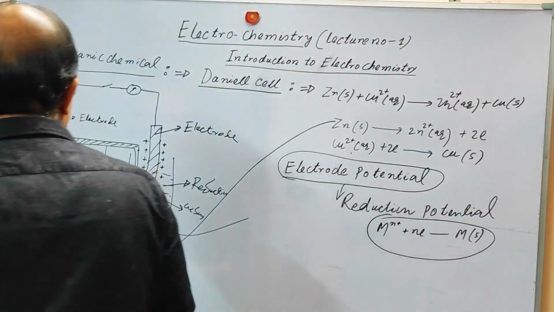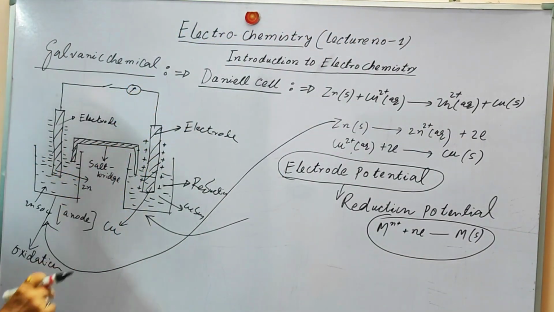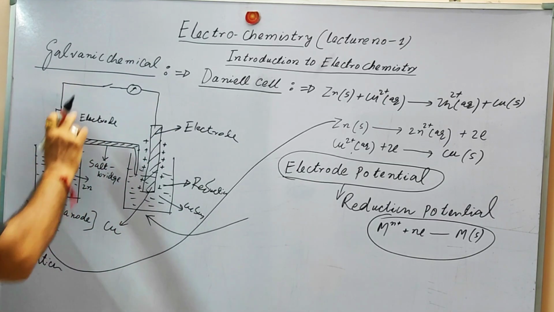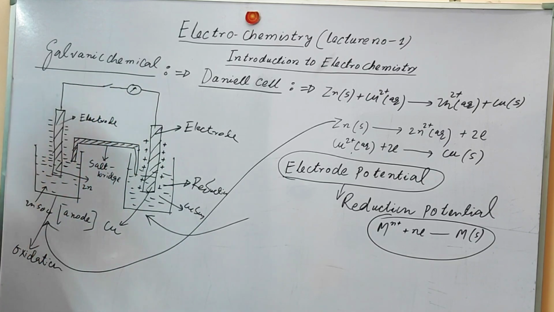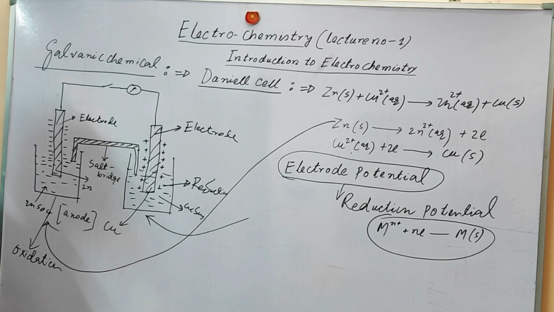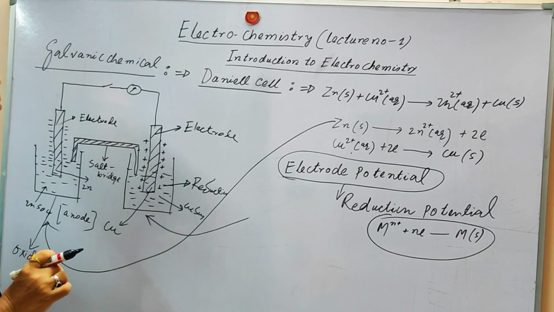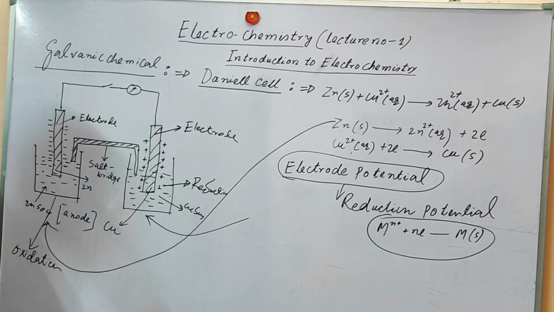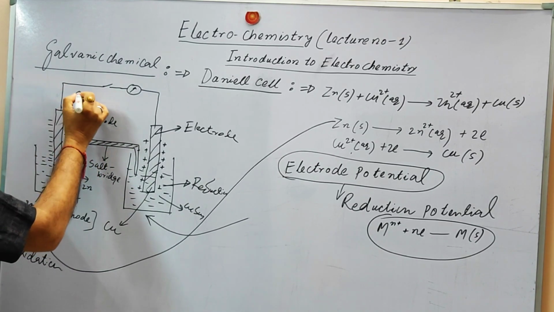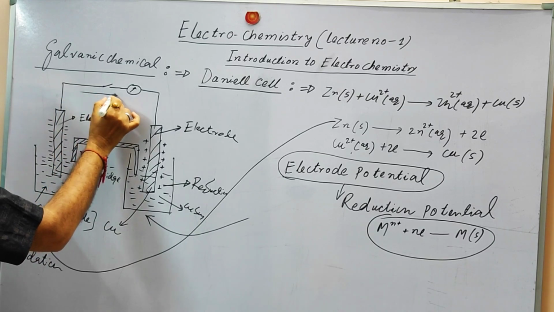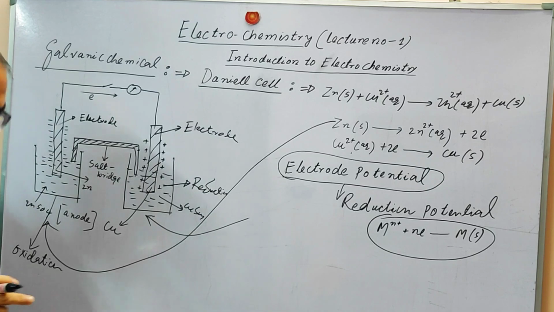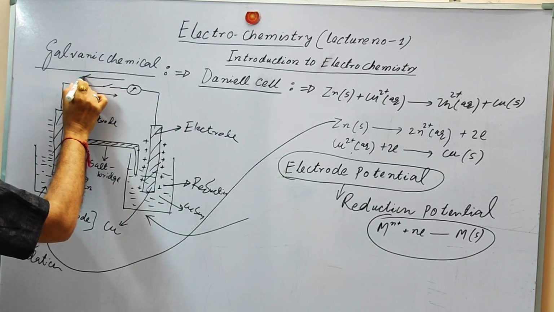Now what will we do if we join these two electrodes with a metal wire, with a switch arrangement and a voltmeter to understand whether electric current flows or not? At the time when we switch on this circuit, what is going to happen? The electrons will flow from the zinc rod to the copper rod, and as per convention, current will flow from here to here.